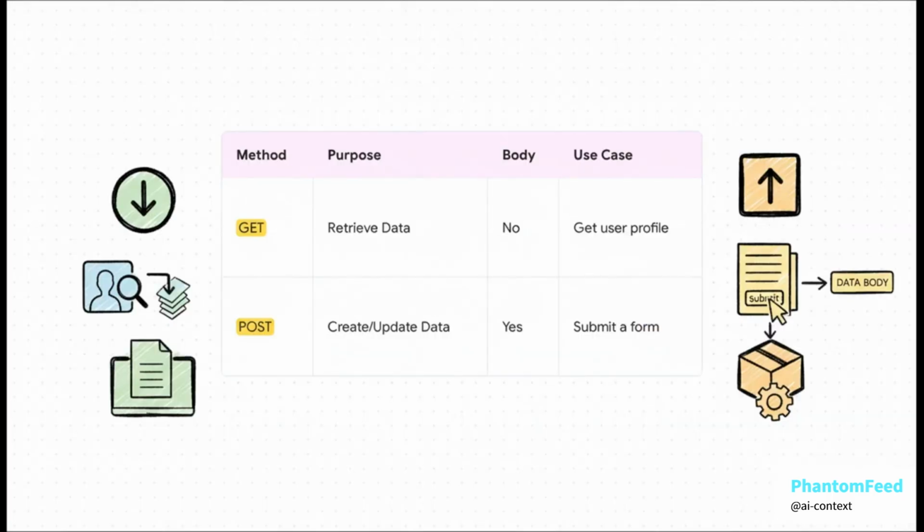Now, you're mostly going to run into two types of requests, GET and POST. It's pretty straightforward. A GET request is for getting data, like fetching a user's profile. A POST request is for posting data, like submitting a new comment. The main difference is that a POST request sends its data in what's called a body, while a GET request doesn't.